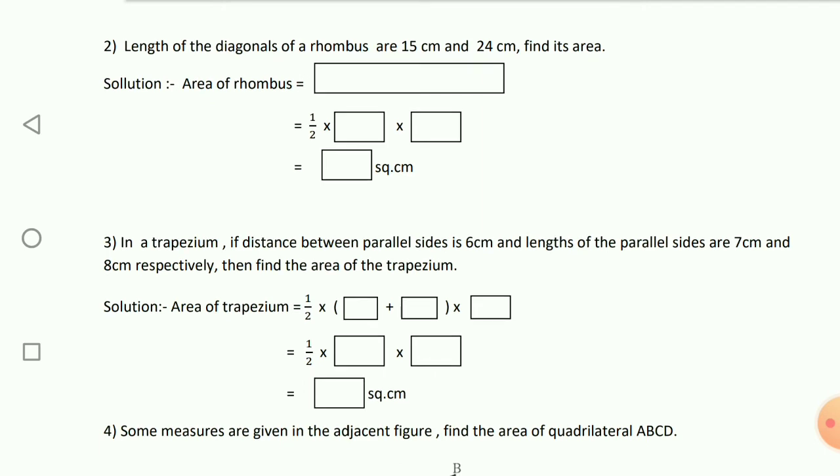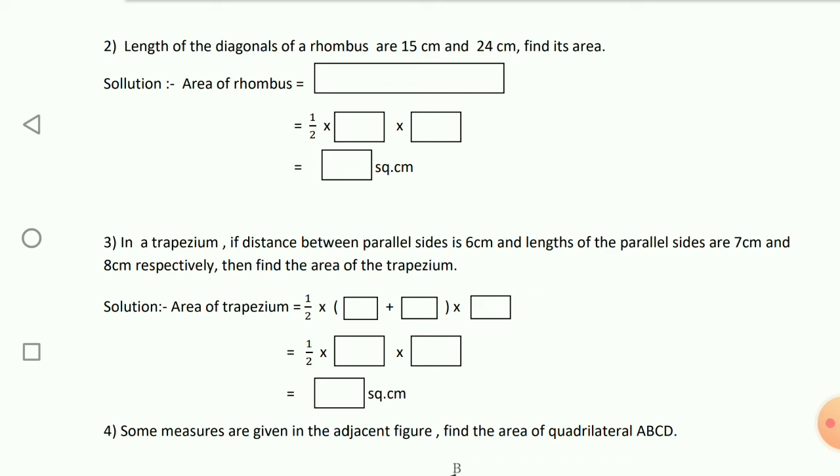Now you can see, students, in the third question: in a trapezium, if the distance between parallel sides is 6 centimeter and the lengths of parallel sides are 7 and 8 centimeter, find the area of the trapezium. Here the diagram is not given, but if you want, you can draw a rough diagram besides and write the measurements.